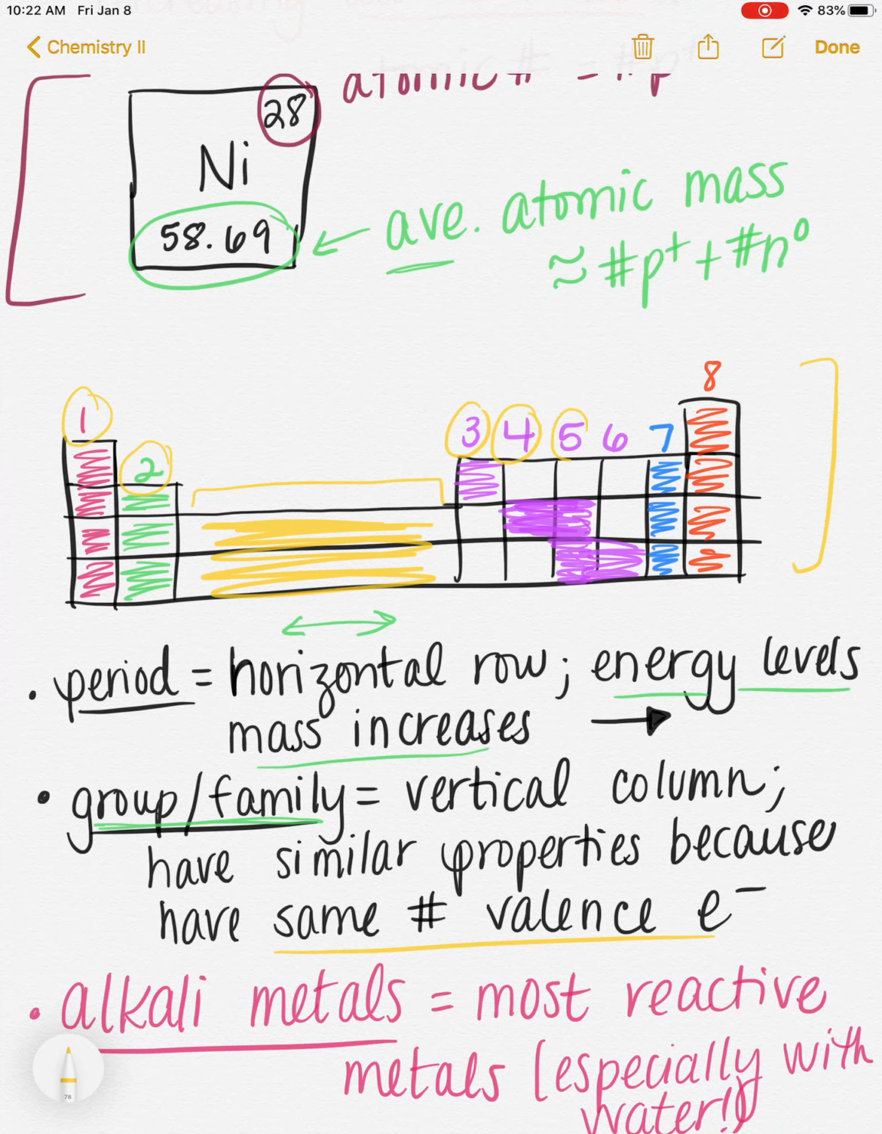Carbon's family would have 4. Nitrogen's family has 5. Oxygen's family has 6. Fluorine's family has 7. And then the noble gases have 8 valence electrons.